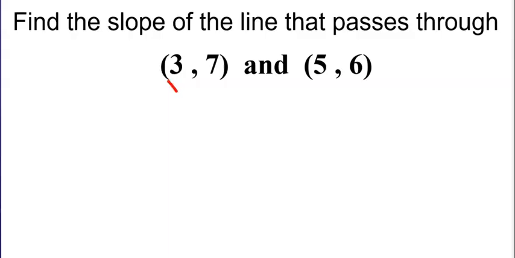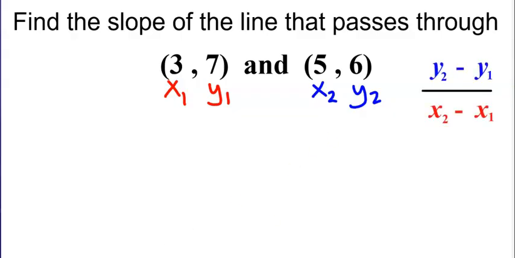In this example, we are given a coordinate here, as well as a coordinate there. Since (3, 7) is listed first, we'll call that point x1, y1. And since (5, 6) is listed second, we'll denote that as x2, y2. Now, when we go to use our slope formula, we know where to put our values.